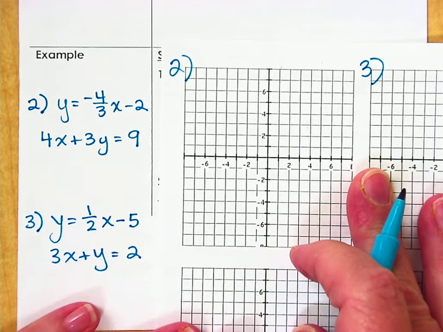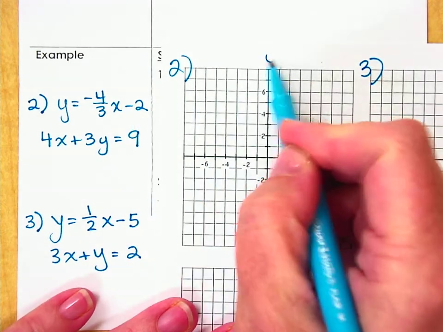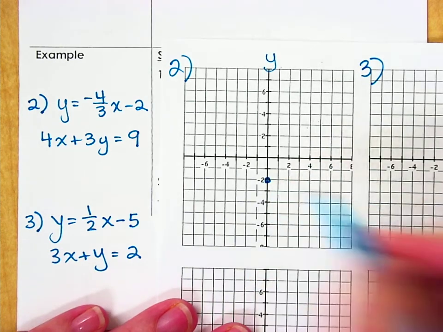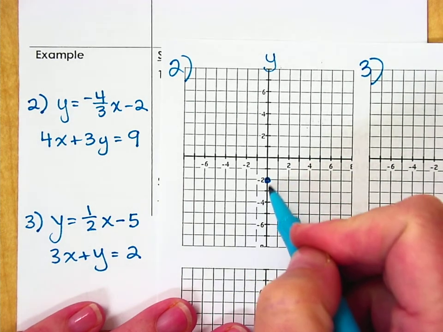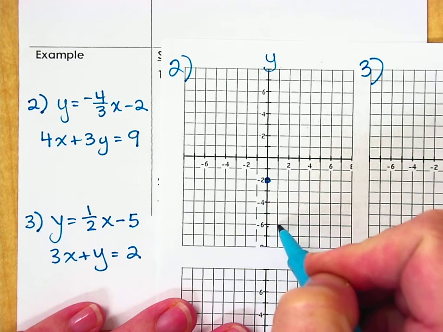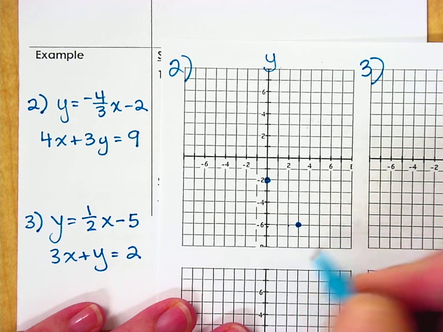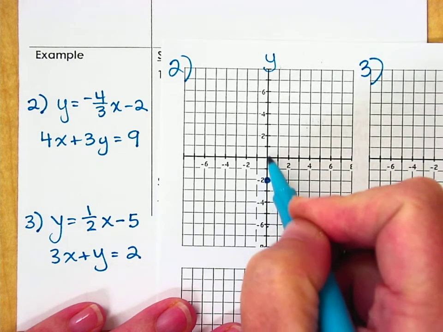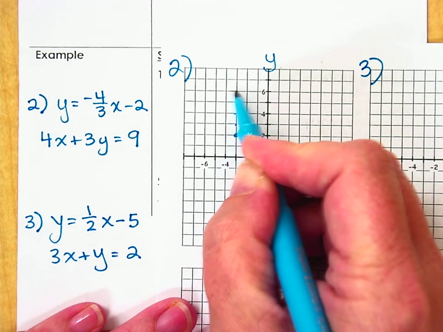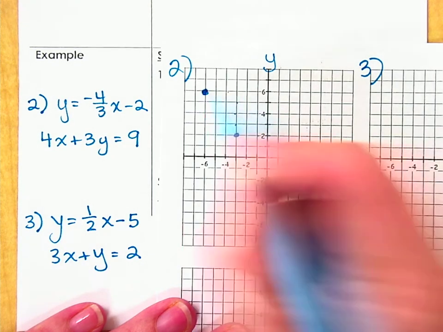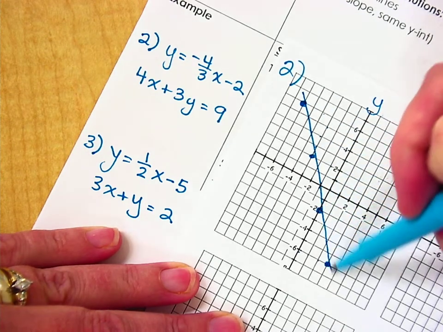So problem number 2, let's start by graphing the first line. I'm going to start at the y-axis at negative 2. My slope is negative 4/3. So down 4, and to the right 1, 2, 3. And I go off, so I'm going to go backwards: 1, 2, 3, 4, 1, 2, 3. And I'm going to connect my points.